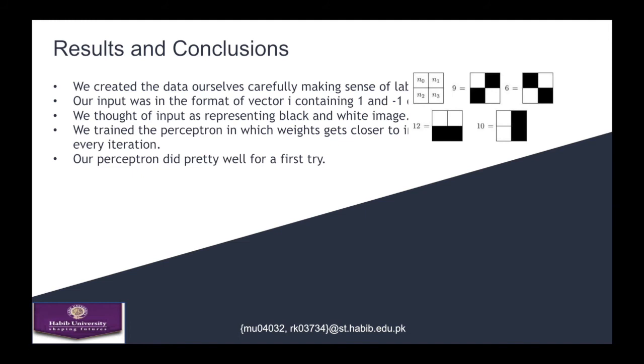of 10 is 1010. But in our case, we were dealing with 1 and minus 1s, so our input will be 1, minus 1, 1, minus 1, and we can see that this can be mapped to a black and white image containing white color for 1 and black color for minus 1.